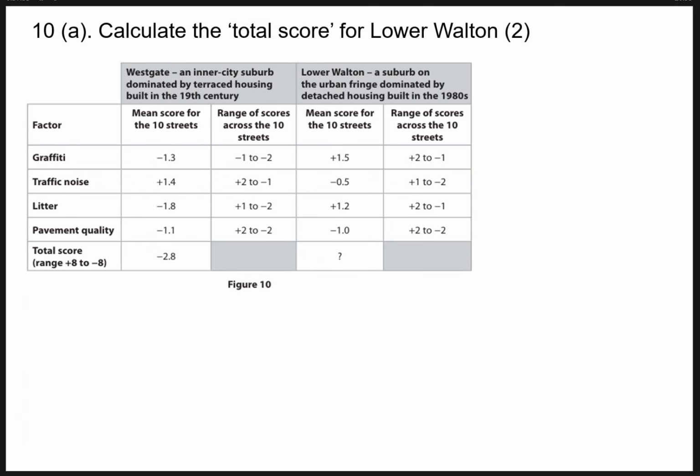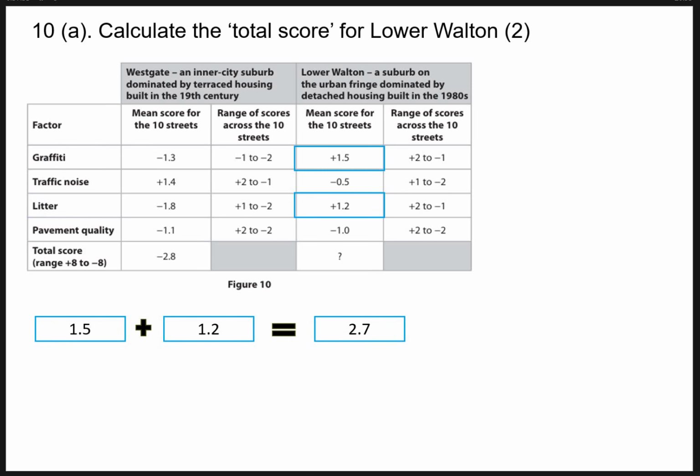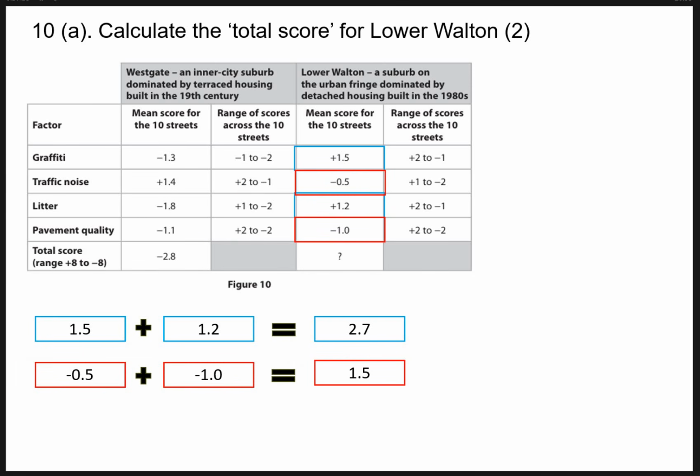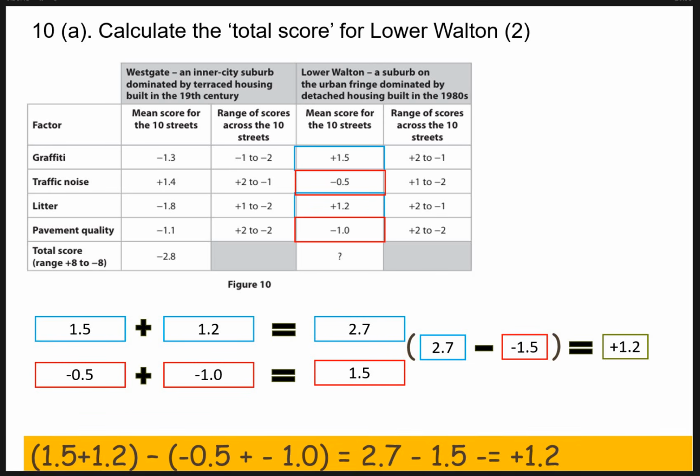The first question is, calculate the total score for Lower Walton. So you can see there's two areas, there's Westgate and there's Lower Walton, and you can see the mean scores for 10 streets. So this is what we're looking at. We're looking at scores for graffiti, traffic, litter, and pavement quality, total scores, and you've got the range and you've got the mean as well. So we just need to do that calculation. So 1.5 plus 1.2 and minus 0.5 and minus 1 is 1.5, minus 1 and minus 1.5, sorry. And then do that calculation. Now you don't have to write up that, I've just written it like that. It's just to make it easy. In the exam, you would write it like that.